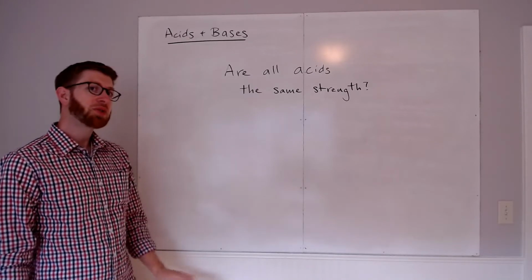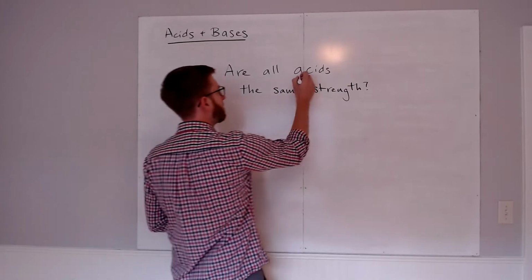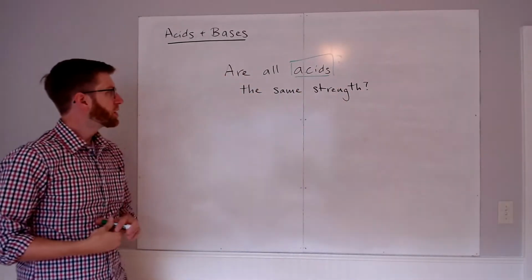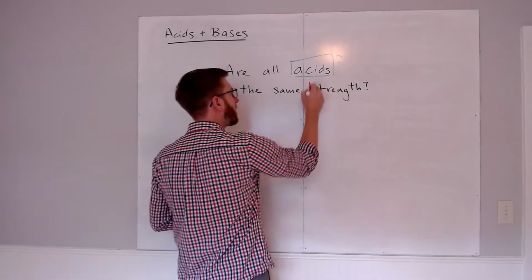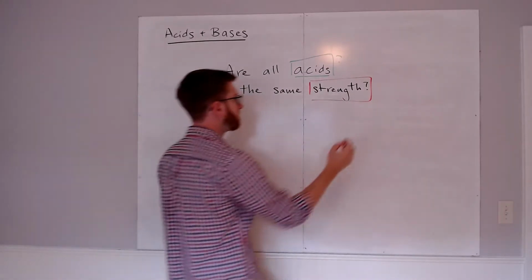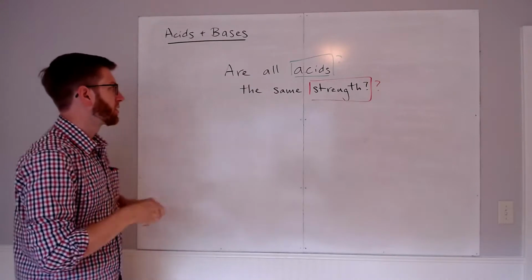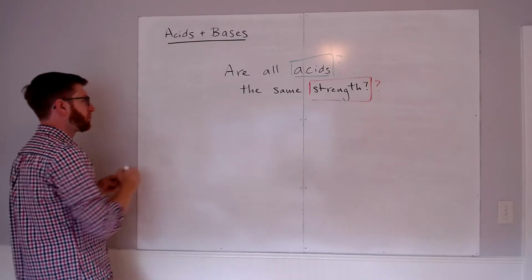What I want to do first is define some terms. So are all acids? Well, what's an acid? And then the other question is, what do we mean by strength? How do we describe that? How do we define it? It seems to be a characteristic of an acid, so potentially it's measurable. So we'll focus on defining our terms first. This is the part where we're going to do a little bit of review.